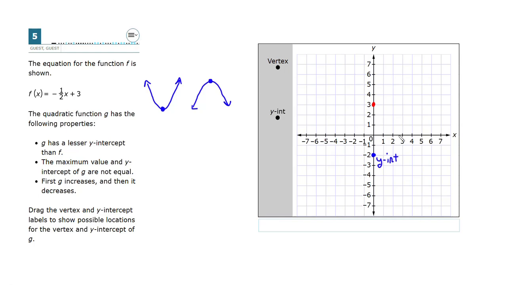So let's go ahead and put it right out here. This works. This is our vertex. All right. So this parabola might look something like this. I know it's very ugly, but you get the point. The y-intercept is less than the y-intercept of f, and the vertex and the y-intercept are not equal, and this vertex is a maximum, and this graph does increase and then decrease.